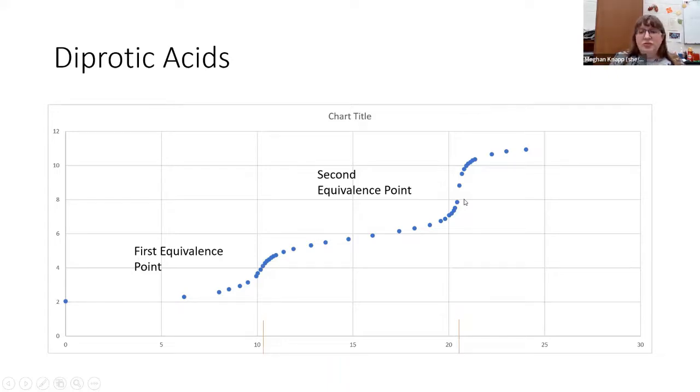Now take a look at the volumes for these. So we were interested in the volume at the equivalence point. The volume at our second equivalence point here is a little above 20, maybe not quite to 21. And the volume at my first equivalence point is right about half that, just a little over 10. And this is what we should find, is the first equivalence point volume is half of the second equivalence point volume.